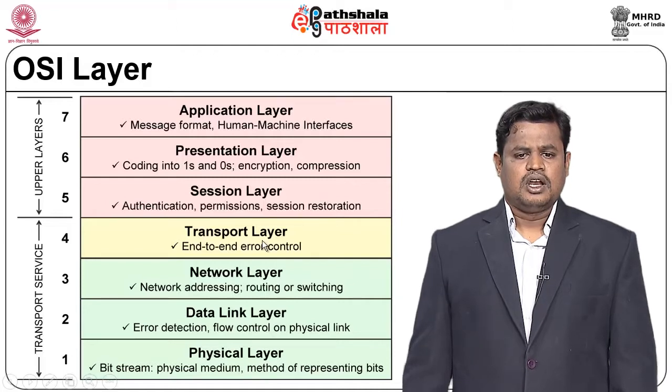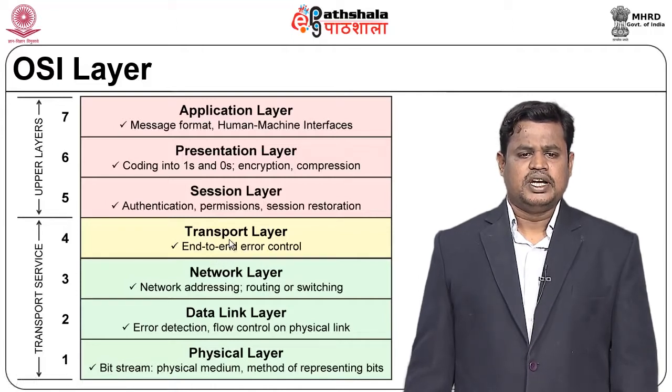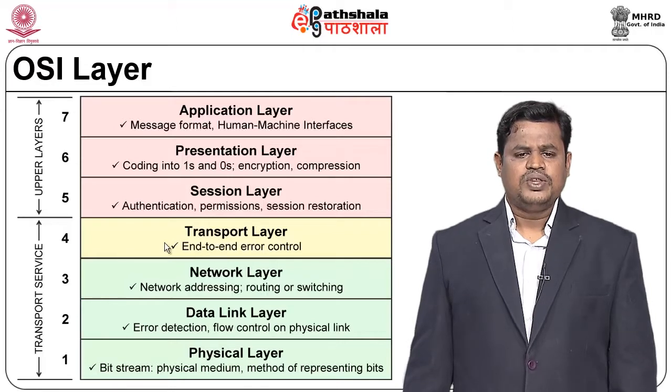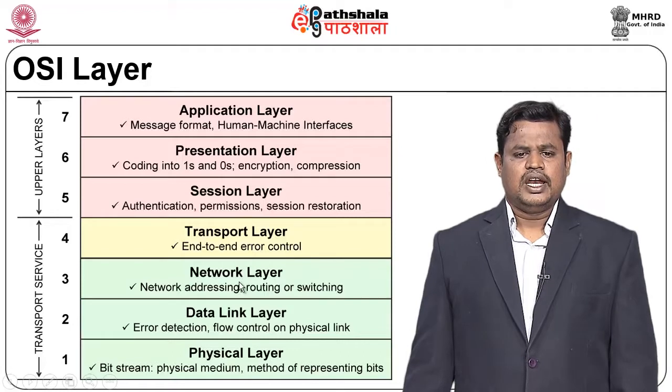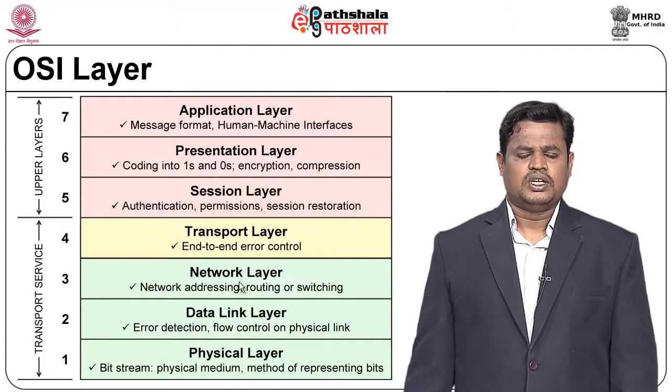Now comes a very important layer called the transport layer, which takes care of your end-to-end error control. That means it takes care of the connection between the 2 machines, either a client or a server. How they establish a session and how they maintain the connectivity, that is the end-to-end connection between them. In addition to that, it also supports error control. The network layer's very important function is routing, how a packet can be routed from one source to the destination, or from the destination, how it gets back to the source.